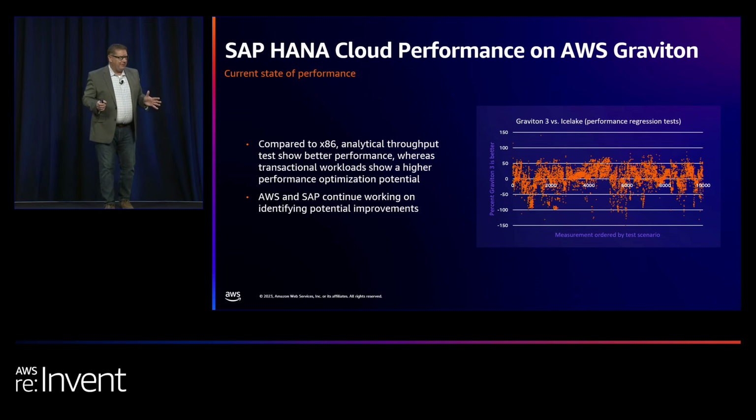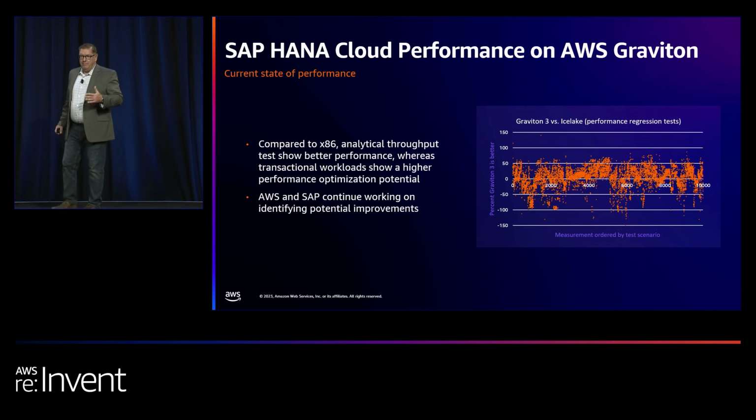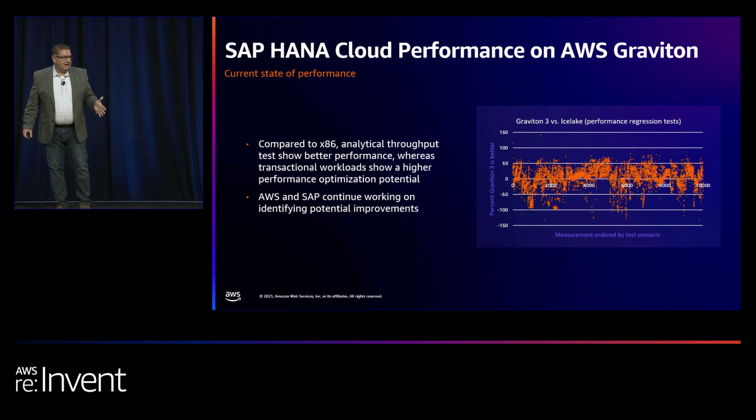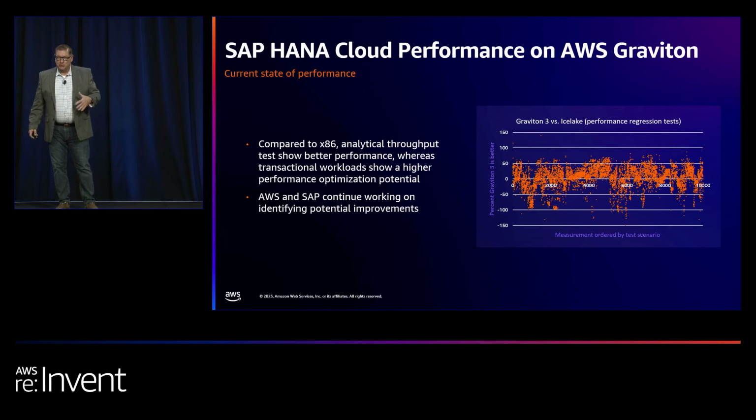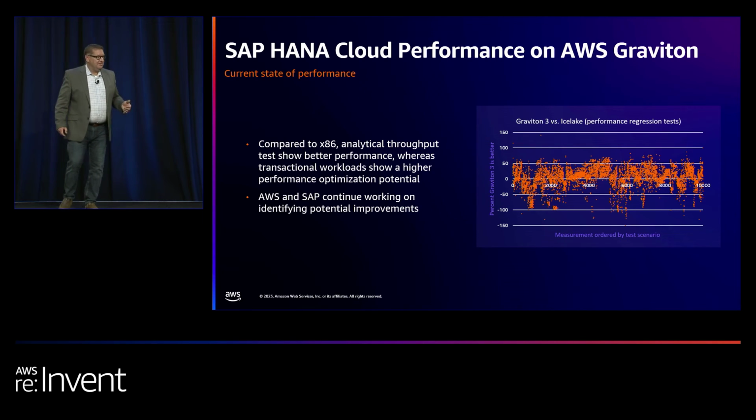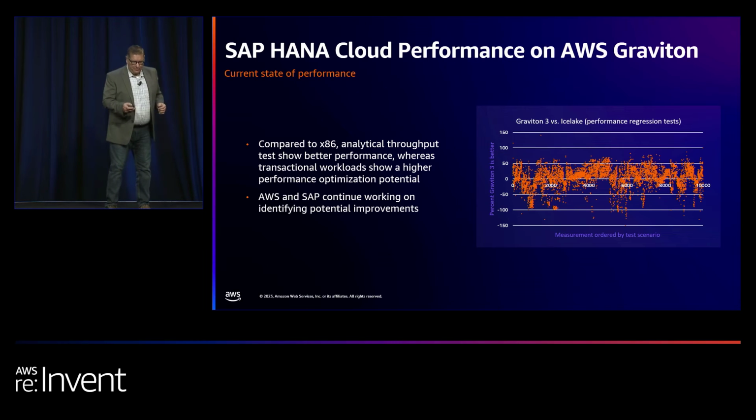But here's what we found: there was a very big difference in performance depending on the workload we were running. The workload class made a big difference. In this case, the analytic workloads ran much better on Graviton, whereas the transactional ones did not. And of course, those are the areas that we need to focus on jointly with AWS for those potential improvements.